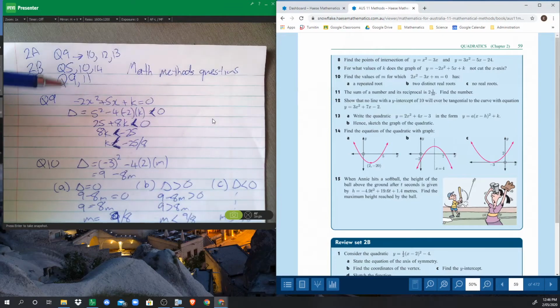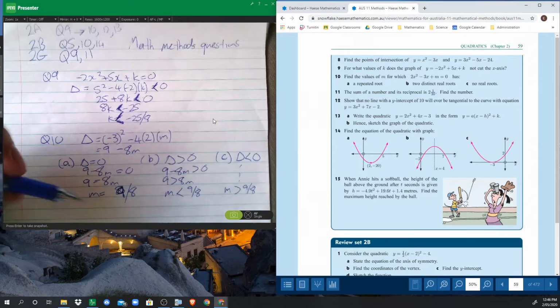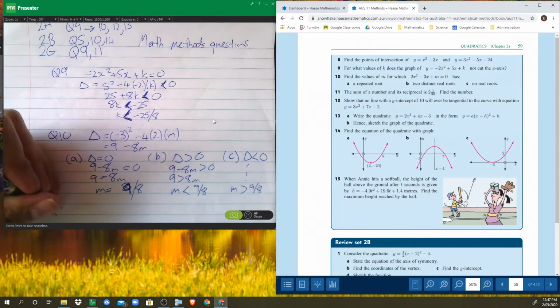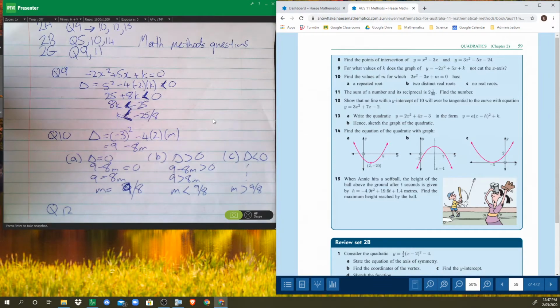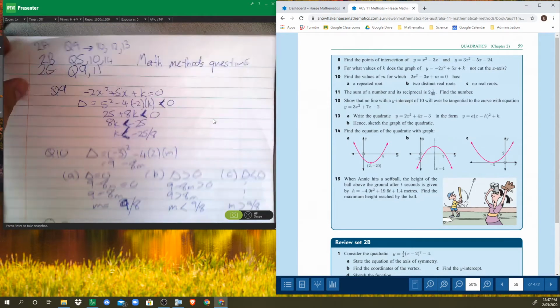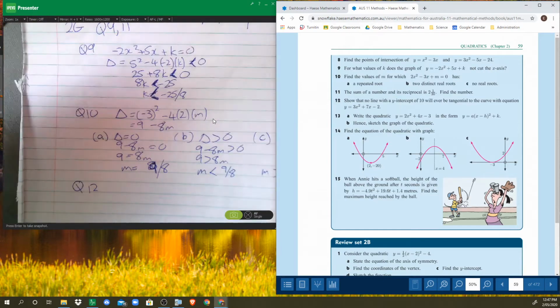Okay, so that's 10. I'll go to 12. Show that no line with the y-intercept 10 will be tangential to the curve of the equation. All right. Now, I'll explain to you what that means in the visual respect, when you add lines to a curve. No line with a y-intercept of 10 will ever be tangential to it.